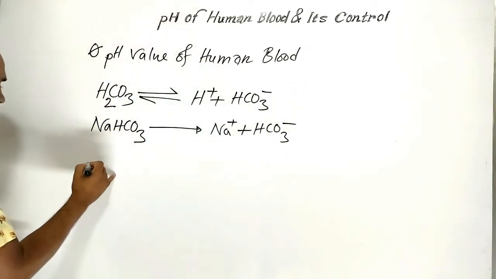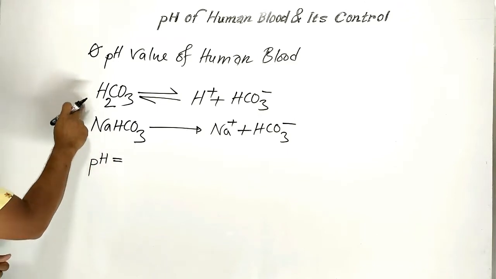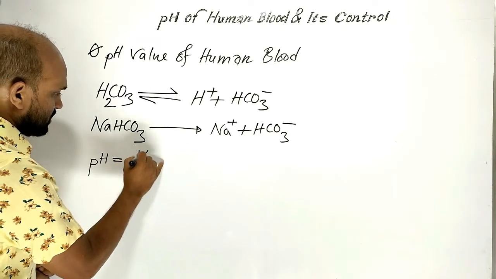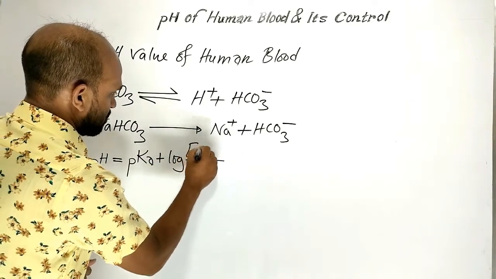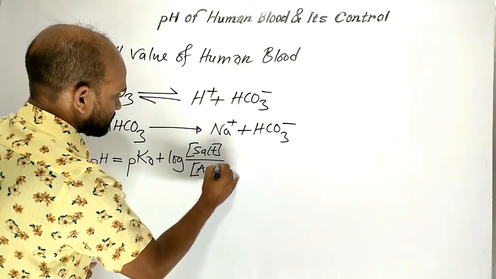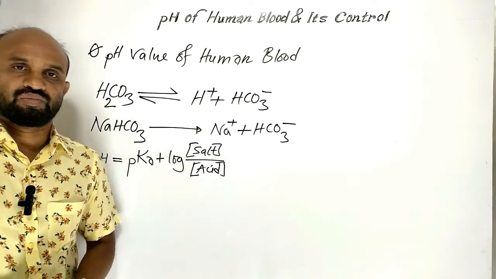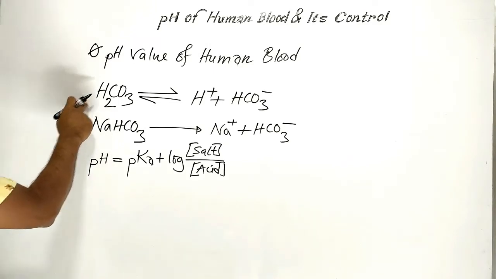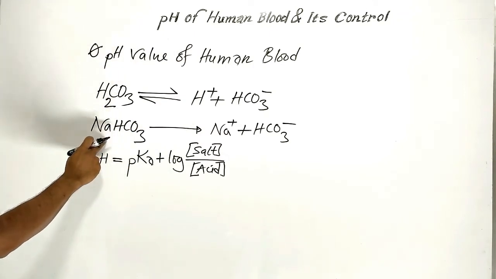We know Henderson-Hasselbalch equation for calculating pH of buffer solution is pH is equal to pKa plus log of concentration of salt divided by concentration of acid. Using this equation, Henderson-Hasselbalch equation, we can calculate pH of buffer solution. Human blood is a kind of buffer solution of carbonic acid and sodium bicarbonate.